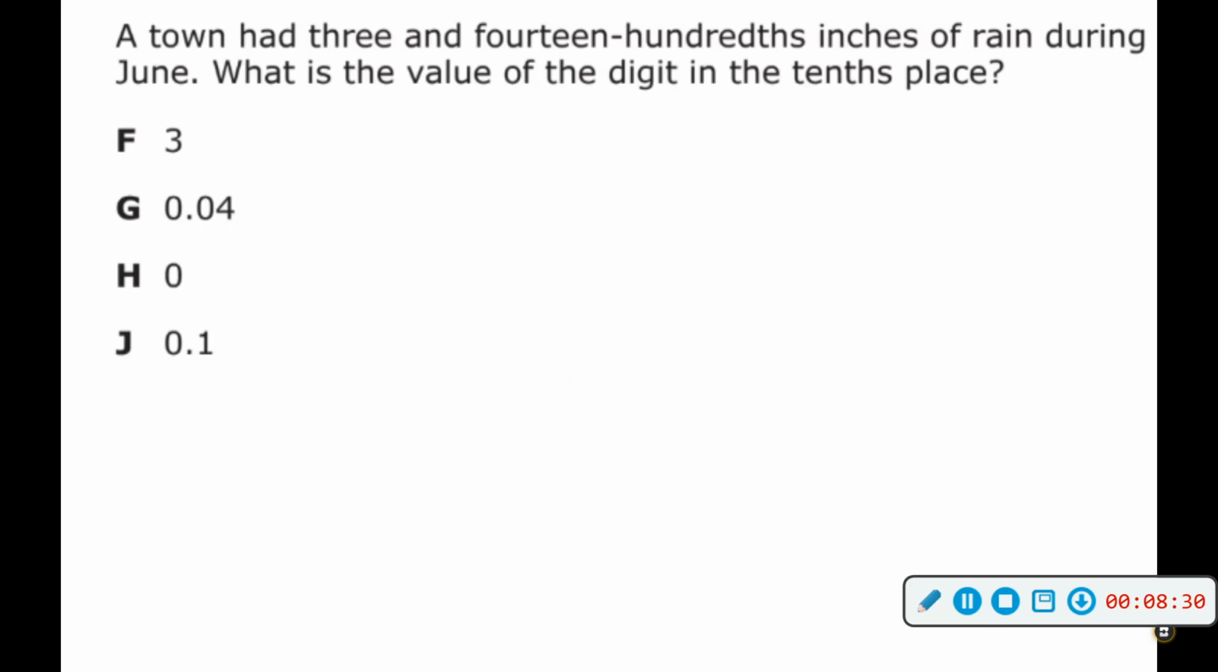Let's do some practice. If you have your notebook, you can write these on the right side. Let's take this one for example. A town had 3 and 14 hundredths inches of rain during June. What's the value of the digit in the tenths place? So we could just write this out. We know that we have the number 3. The word and means it's a conjunctive mathematical affiliation with the whole number and decimal. So therefore, the and separates the decimal.